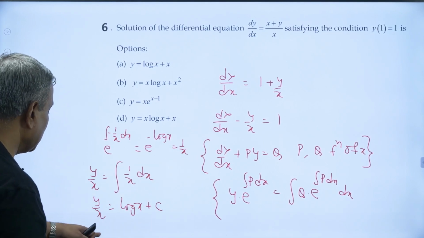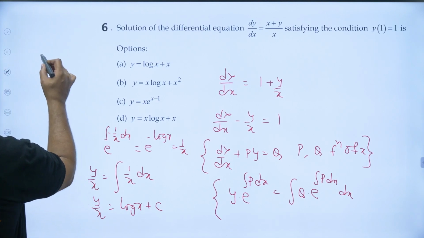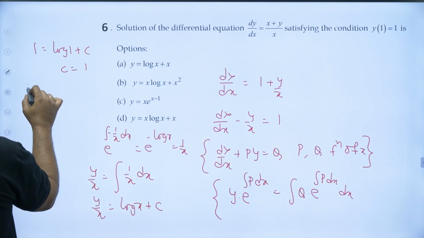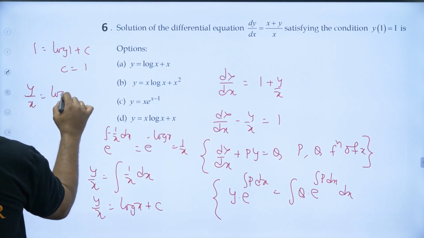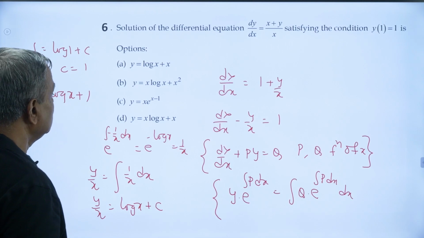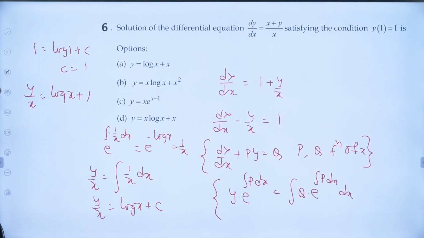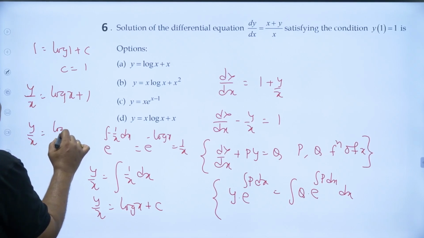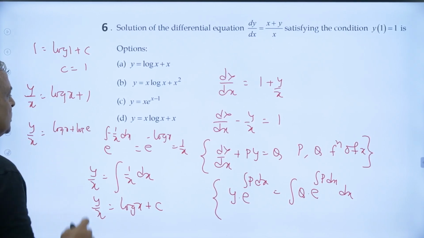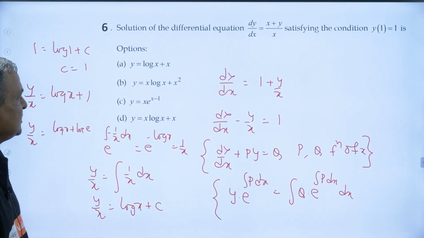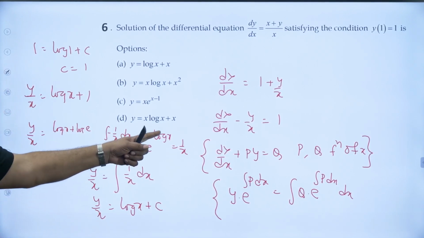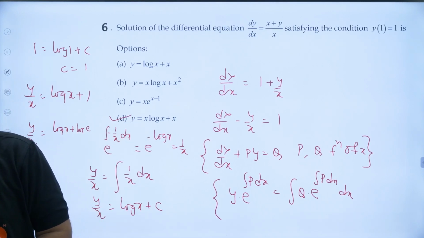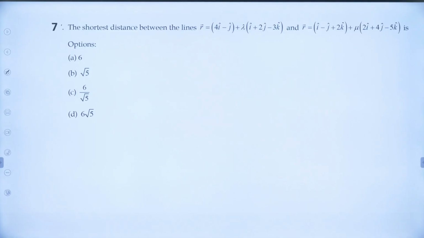When x equal to 1, y is equal to 1. So log 1 is 0. So 1 is equal to log 1 plus c. So c equal to 1. So we get y by x is equal to log x plus 1. This can also be written as y by x is equal to log x plus log e. So y is equal to x log x plus x. So option D is correct. Y is equal to x log x plus x. Option D is correct.